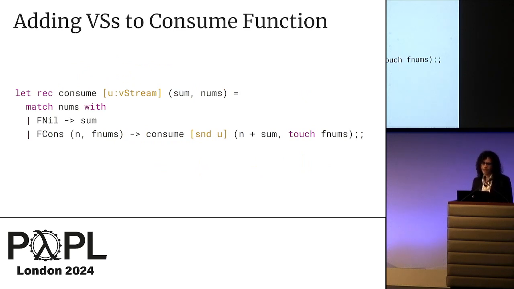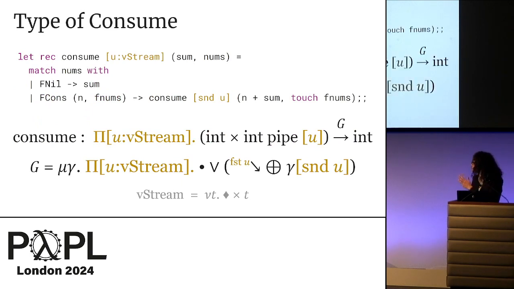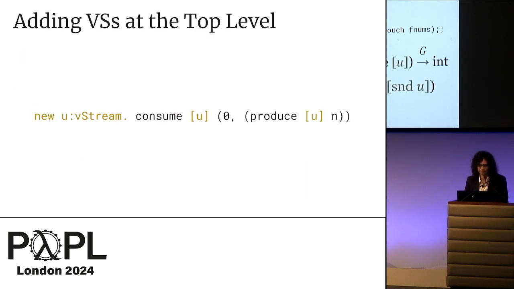So next up, we're going to be adding vertex structures to the consume function. This is going to be very, very similar to the produce function. So the only thing of note is that the parameter is going to be used to represent the inputted pipeline instead of the outputted pipeline. So I'll just go back to this slide. Just trust me, it's all good.